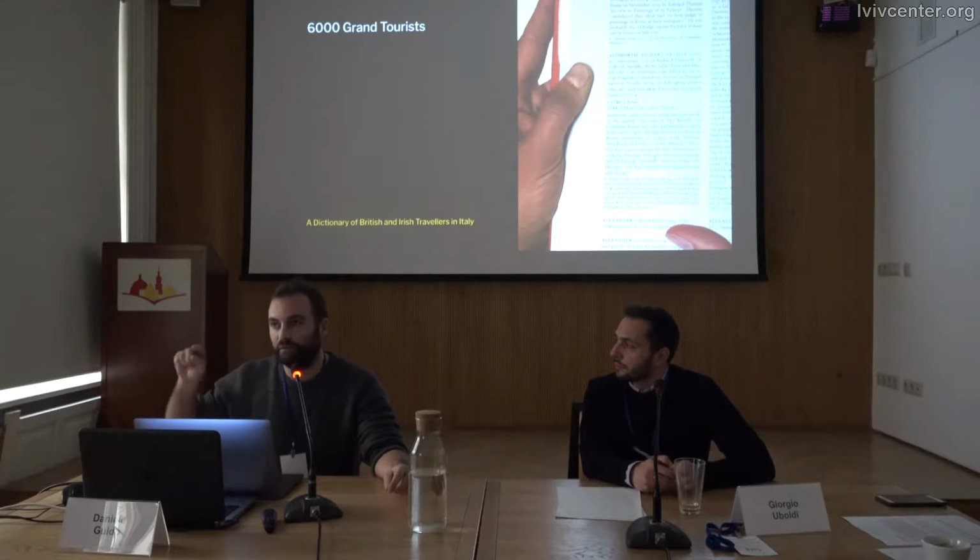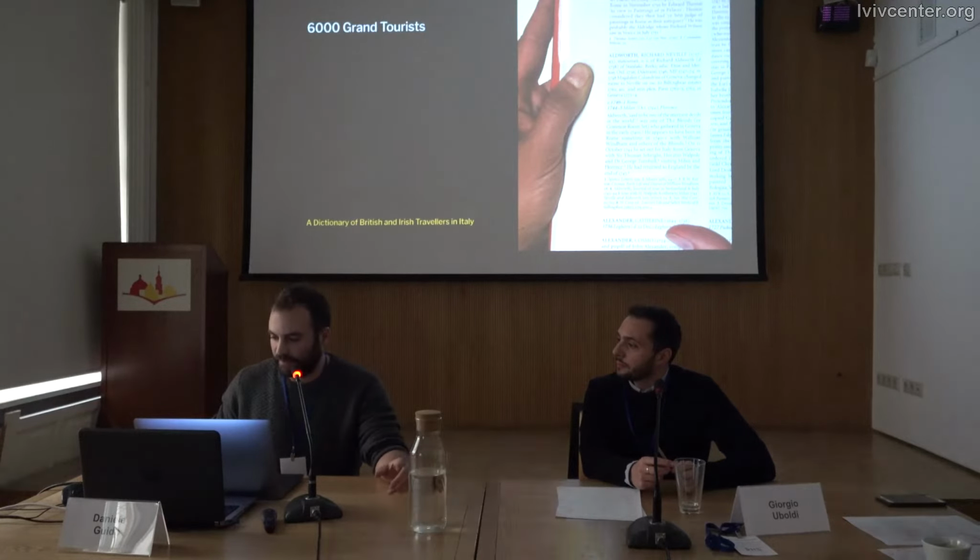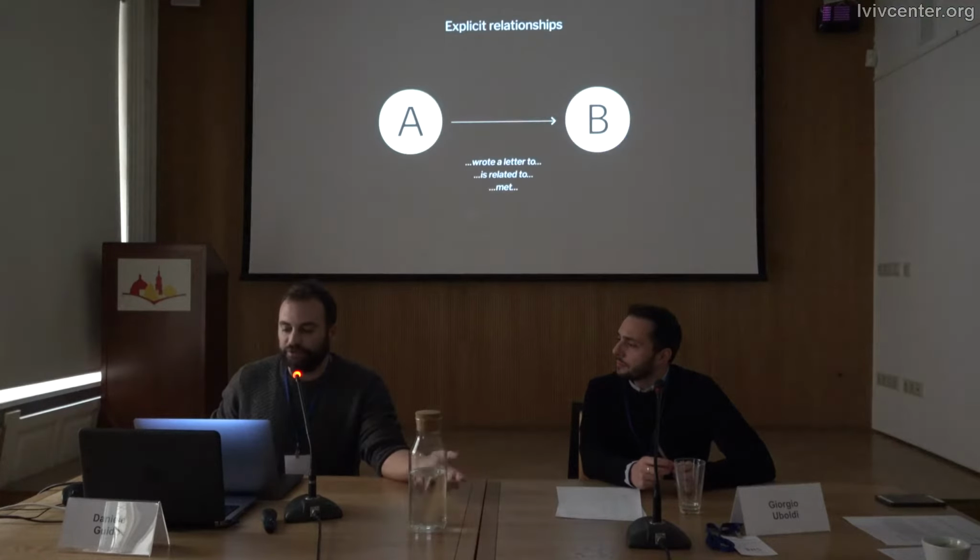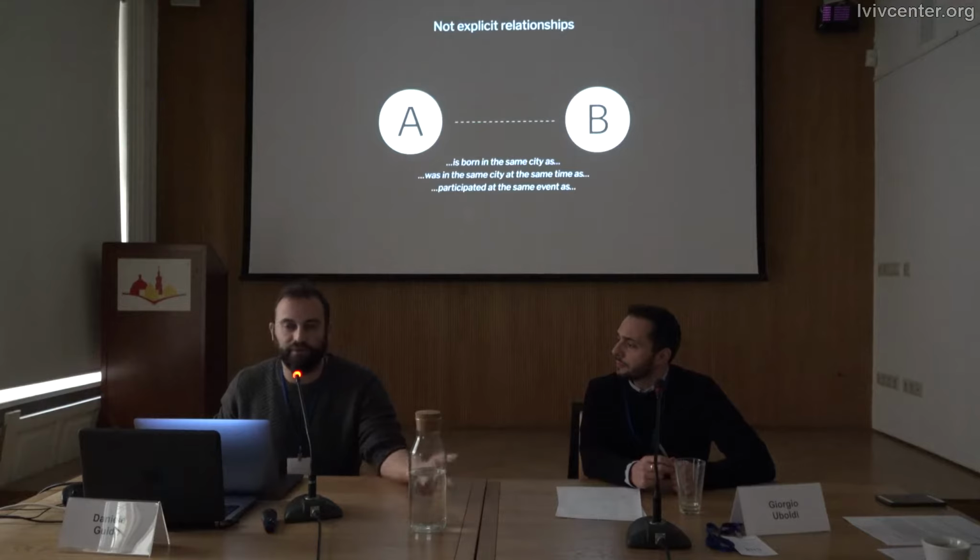So basically a description of where people went, which events they took part in, which people they met, and so on. So very difficult data to put in a table, let's say. There were explicit relationships: someone wrote a letter to, someone is related to, or met. But also not really explicit relationships. So probably they were at the same time in the same place, probably. They would participate in the same events, probably. So, I mean, history.